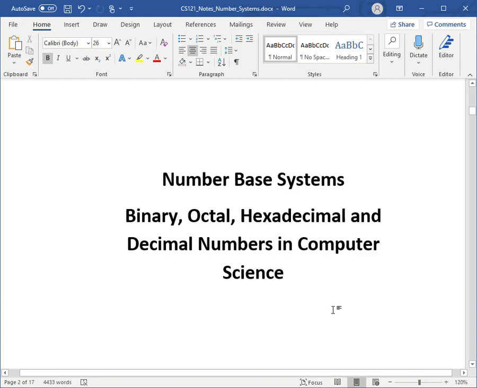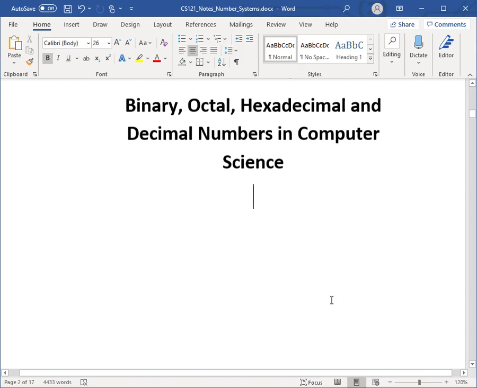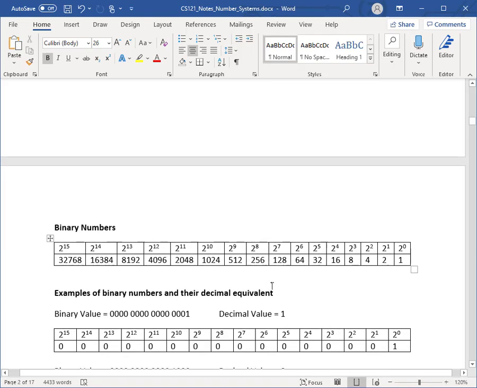Number-based systems. Now, I've got just a Word document here that I'm going to go through, so I'm sorry I don't have a fancy, colorful, animated type of video, but this is what I have. So let's just go through it and see if we can gain some information. Now, let's start with binary numbers.